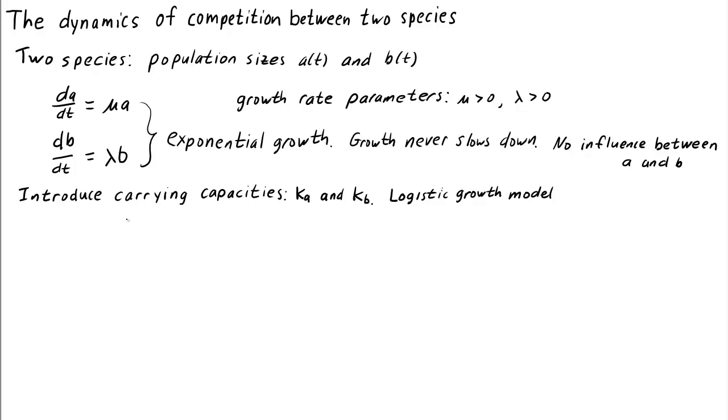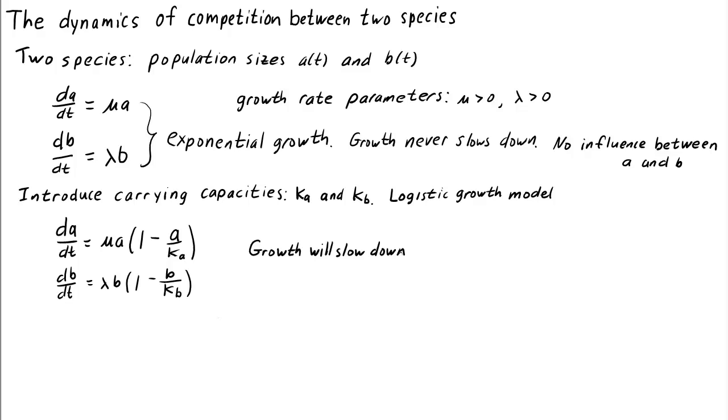We can use the logistic growth model to model the population growth with the carrying capacity. We multiply the equation for A by 1 minus A over K sub A, and the equation for B by 1 minus B over K sub B. So in this case, the growth will slow down as the population sizes reach the carrying capacities. The equations are uncoupled, meaning the equation for A does not depend on B, and the equation for B does not depend on A. So again, we have no influence between A and B. The population sizes of species A and B grow independently according to their own equations.